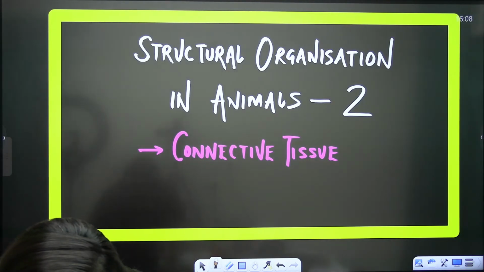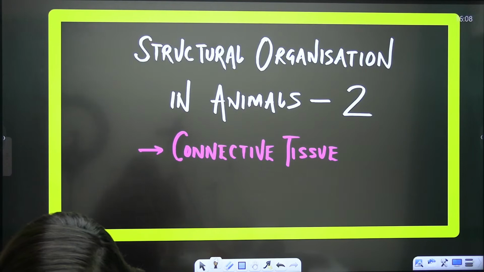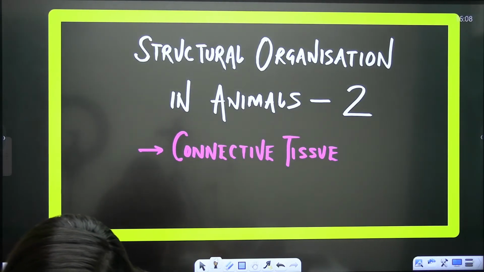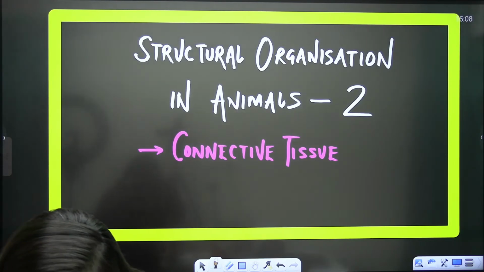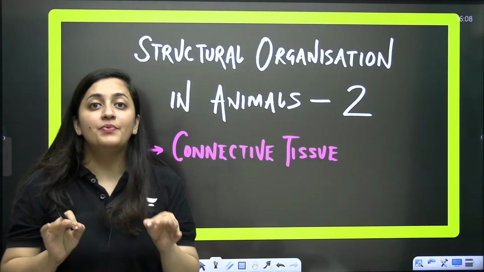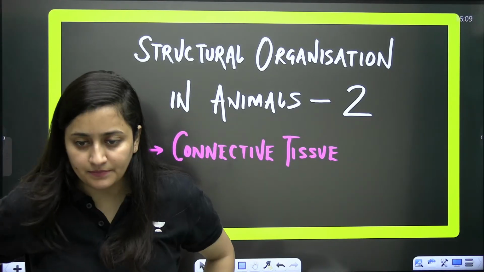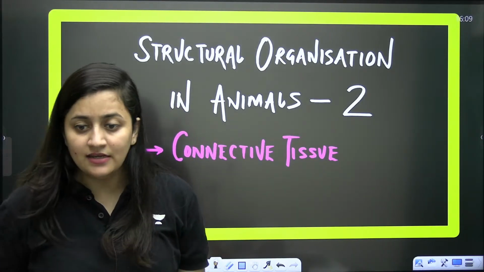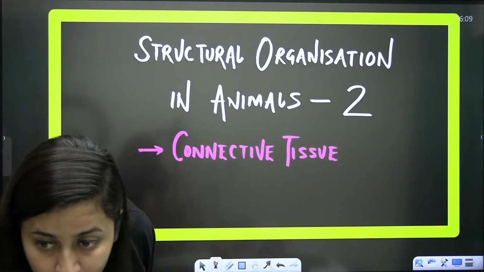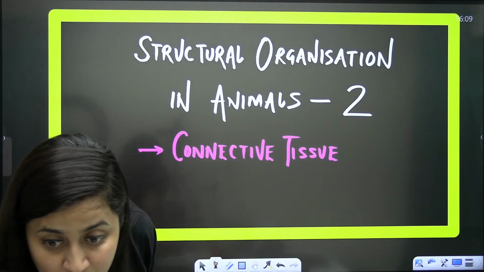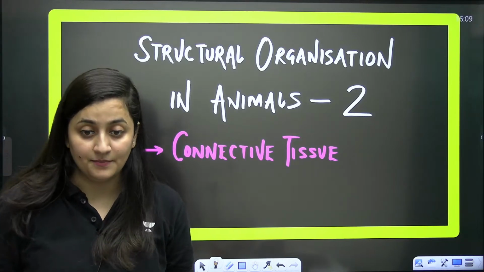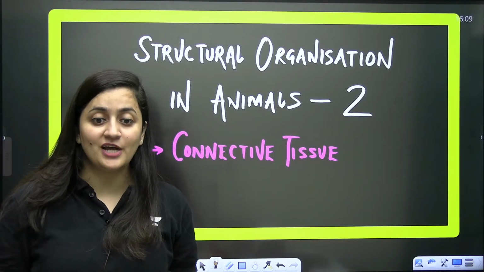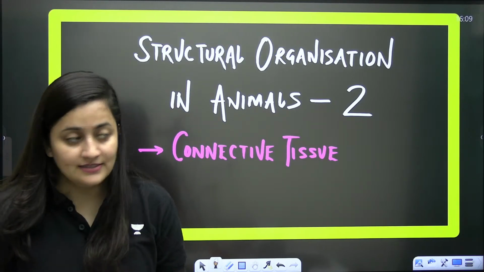Okay, so let's start the class. Please give me the example of brush bordered cuboidal epithelium. Where will you find brush bordered cuboidal epithelium? Can you just give me the example? Quickly, and then we will start the next part. Brush bordered cuboidal, I'm not saying columnar. It is cuboidal epithelium, brush bordered cuboidal epithelium.